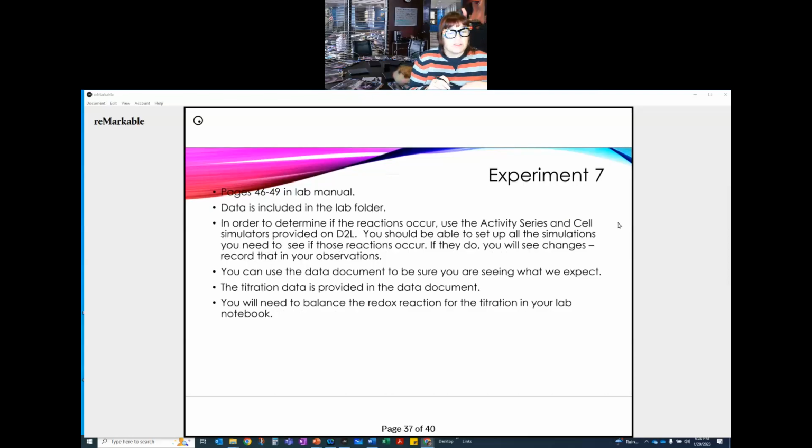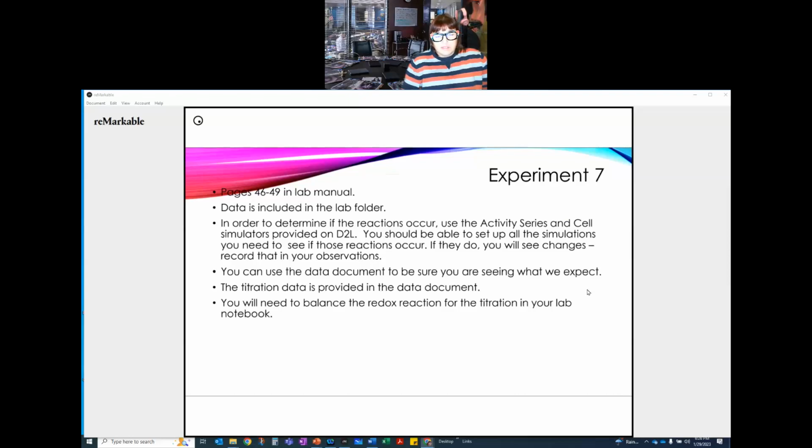This is pages 46 to 49. The data that needs to be used for this lab is included in the lab. In order to determine if the reactions occur, you'll use the activity series, and I'll show you all of this when I do the detailed lecture. Activity series and the cell simulators provide them detail. I'll show you how to use them. I'll show you what you need to do with that.